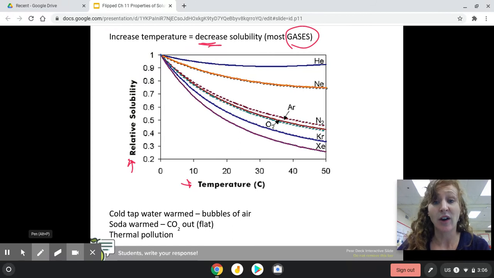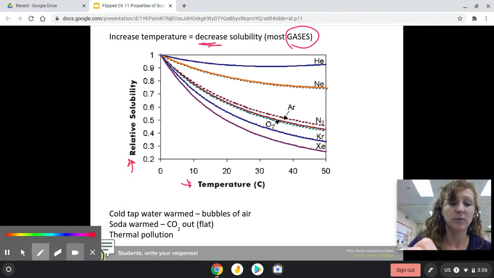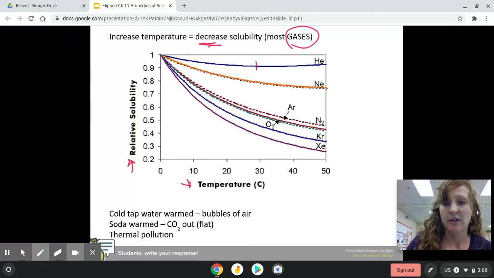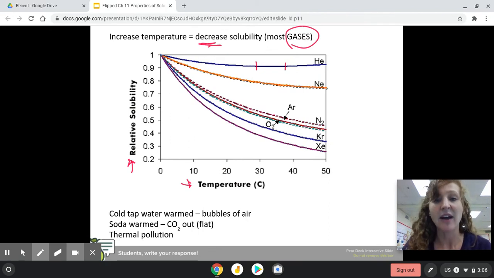And you can see on the graph, this is fairly consistent. I mean, we don't have anything that's bucking the trend, except for helium. If you look at helium, around 30 to 40 degrees Celsius it is fairly consistent. But after 40, it does go slightly back up. But everything else, neon, argon, nitrogen, oxygen, krypton, xenon, everything else, the solubility decreases as temperature increases. So gases and solids are opposite. It's a good trend to remember.